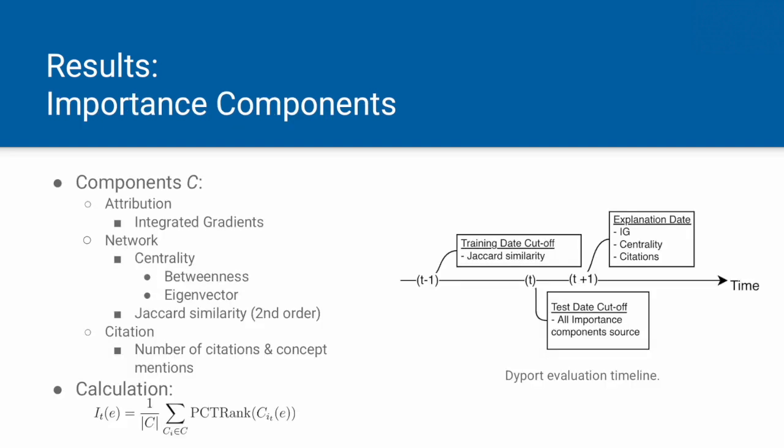Let's start with importance-based benchmarking, which is the main contribution of our work. Importance I is a compound measure calculated for all newly introduced concept associations at a timestamp t, describing their role in the knowledge dynamics. We perform look-ahead and look-behind analysis of the connections, which is shown on the timeline on the right. The list of importance components consists of multiple elements and takes into account attribution, network, and citation information. The importance I is calculated as the average percentile rank of its individual components for every association E.